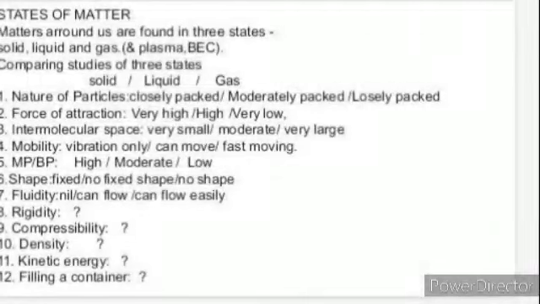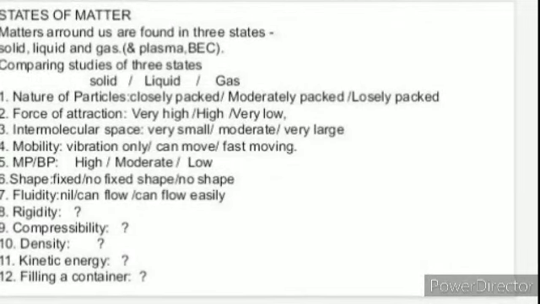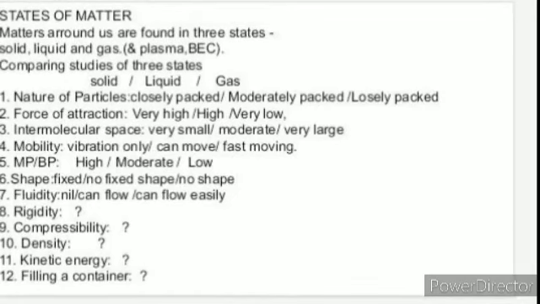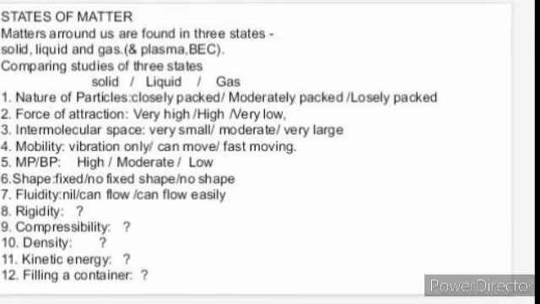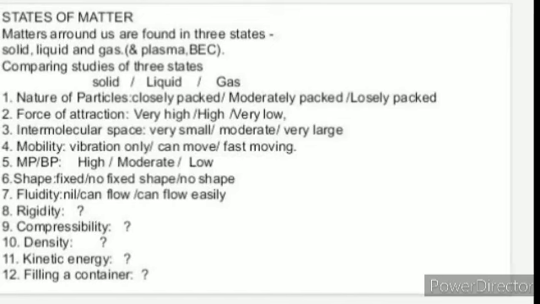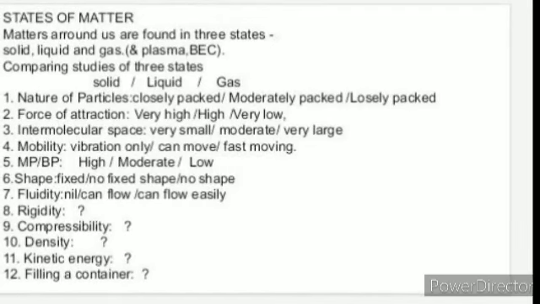Now, states of matter. Matter around us is found in three states, which are solid, liquid and gas. Scientists have discovered two other states. One is plasma, the second one is Bose-Einstein condensate, that is BEC. Now compare the three states: solid, liquid and gas.